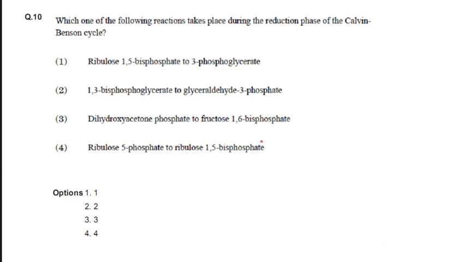Now coming to the next question. Which one of the following reactions take place during the reduction phase of the Calvin-Benson cycle? So I tell you that Calvin-Benson cycle or Calvin cycle is also known as C3 cycle, and the plants which exhibit this C3 cycle are known as C3 plants. Okay, the C3 cycle is completed in 3 steps. Okay, this is in photosynthesis chapter, and the last part was under plant classification.